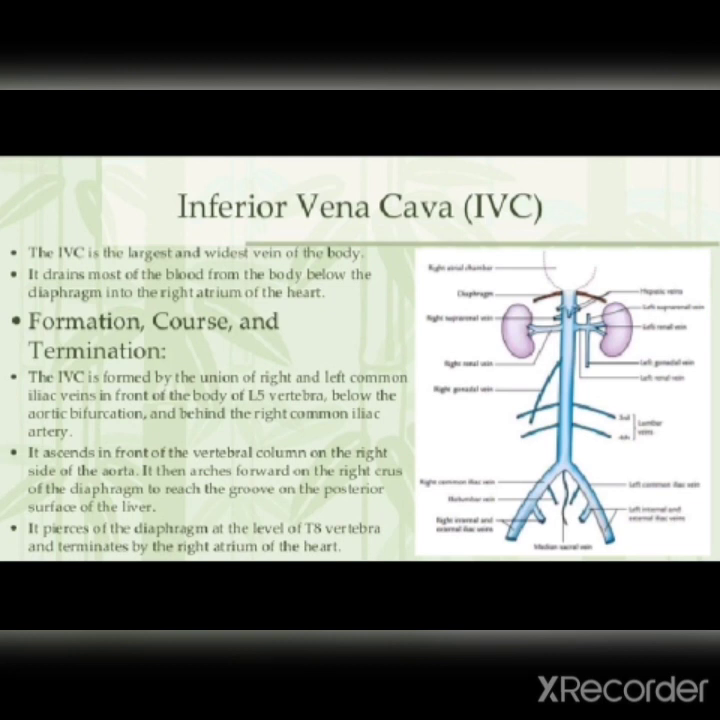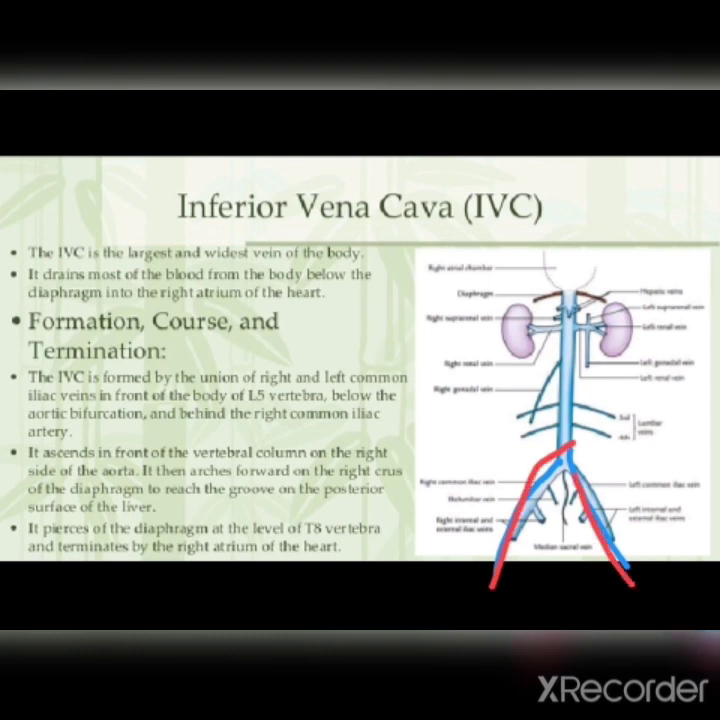The inferior vena cava is formed by the union of right and left common iliac veins in front of the body of L5 vertebra, below the aortic bifurcation and behind the right common iliac artery. So, it ascends in front of the vertebral column. First, how is it formed? See, here are the right and left common iliac veins. Give it blue color. So, these are the right and left common iliac veins.